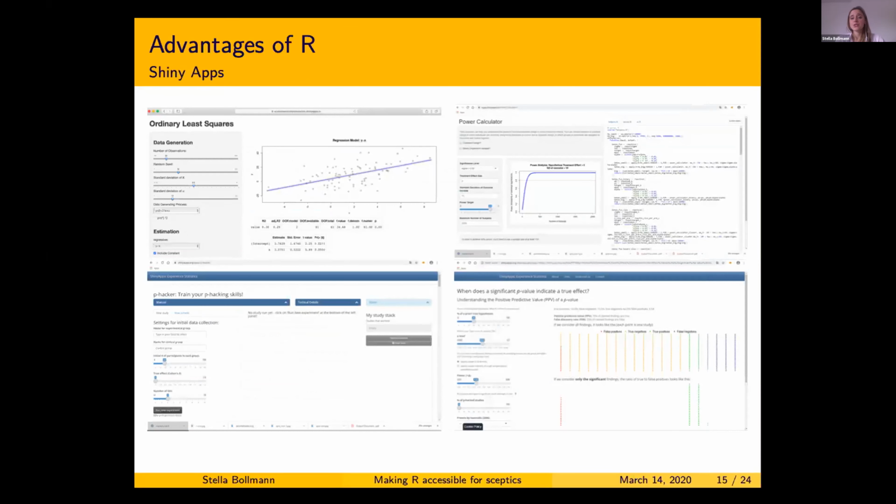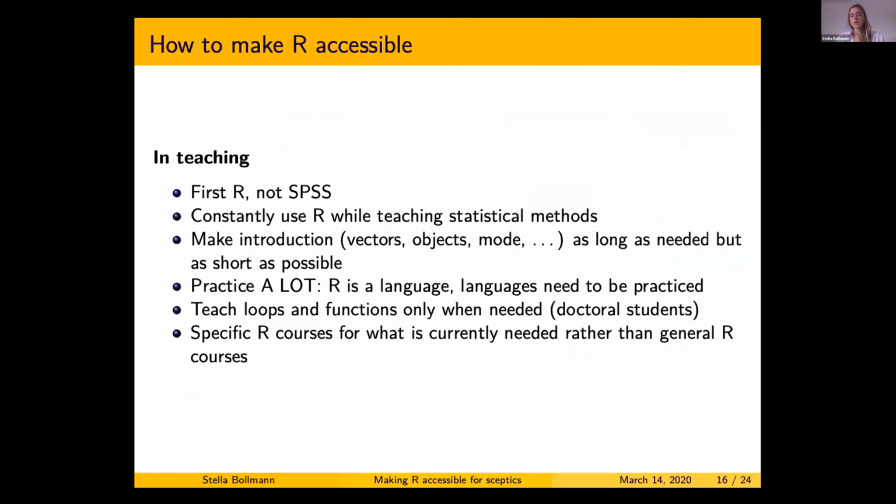Then we also have the Shiny apps, and I think we're going to hear about that a lot today, so I don't really have to go into detail here. I just have 4 examples on this slide, but there are many more out there that really help a lot to understand the statistics behind what we're doing.